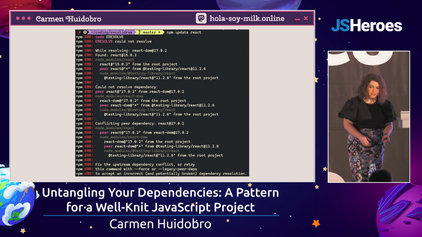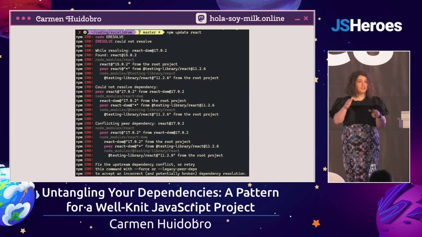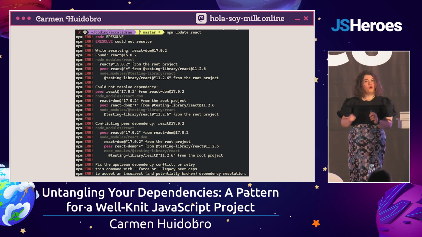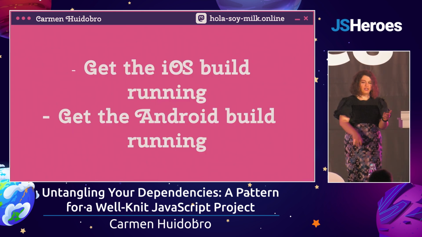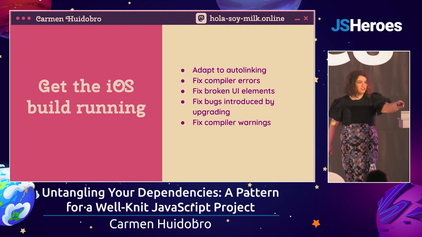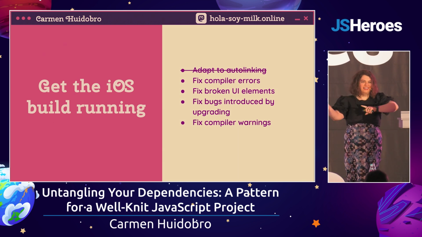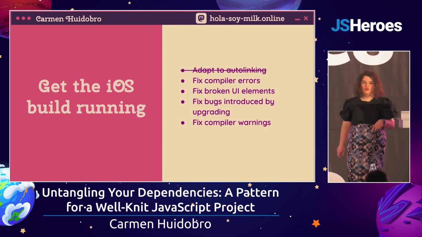One of my favorite lessons I've learned over the years in software development is breaking a problem down into smaller problems and getting small wins out of those, and then you keep going and getting motivated. So I broke it down into two problems. I need to get the iOS build running, and then I need to get the Android build running. To go through it systematically, cool, I've adapted to auto-linking. Now packages get linked automatically, you don't have to open Xcode.